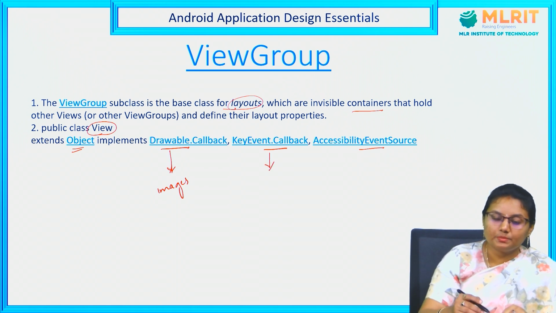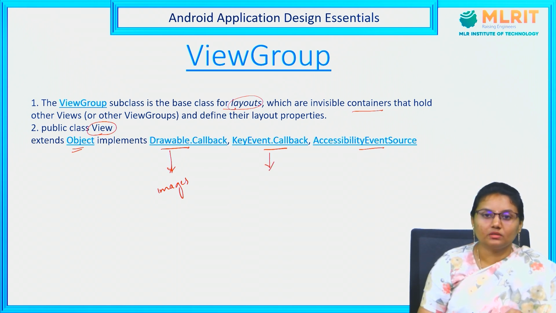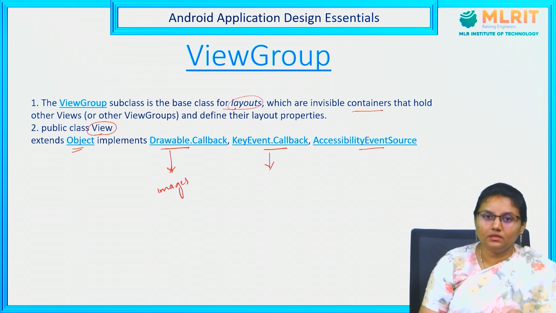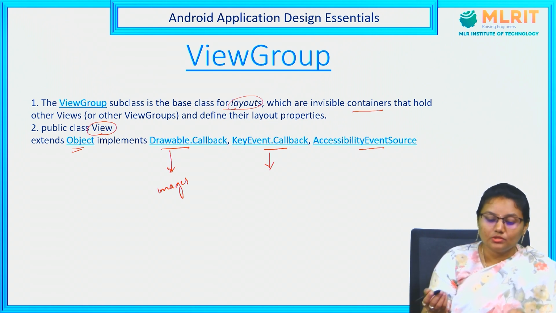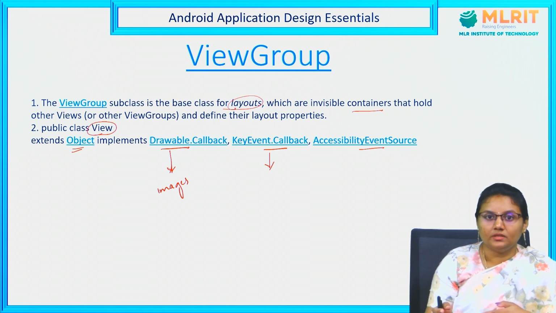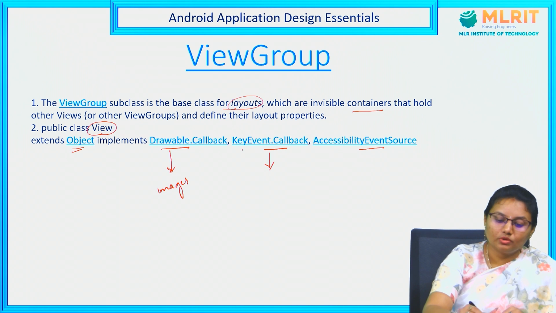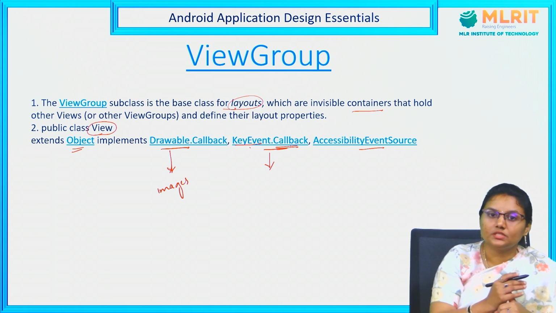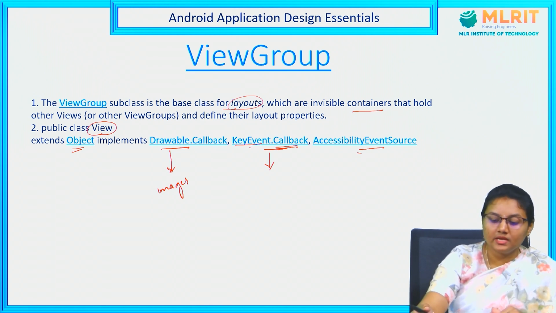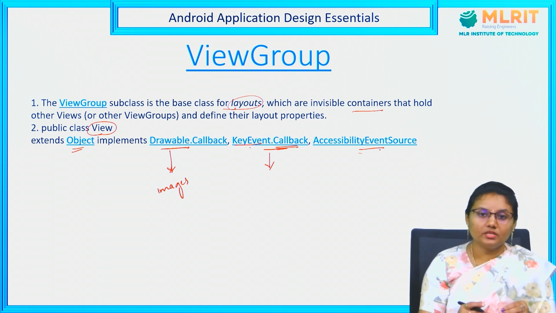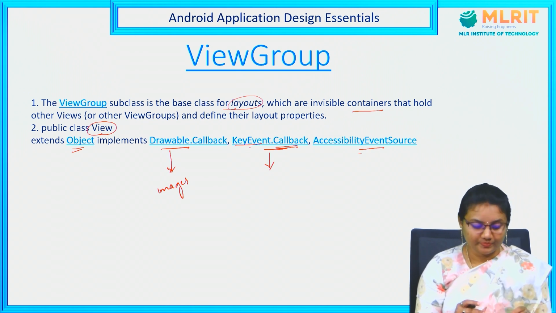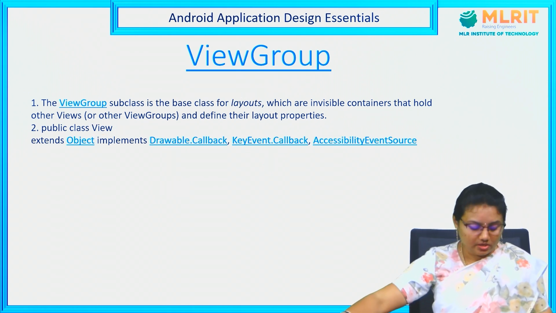Key event: suppose you press a key, then some event has to be accessed. To implement that event, you need some sort of classes. So here KeyEvent is the object which is taking the callback. Similarly, AccessibilityEventSource. So what are the events that you can access? Where all these are defined, you can see here.